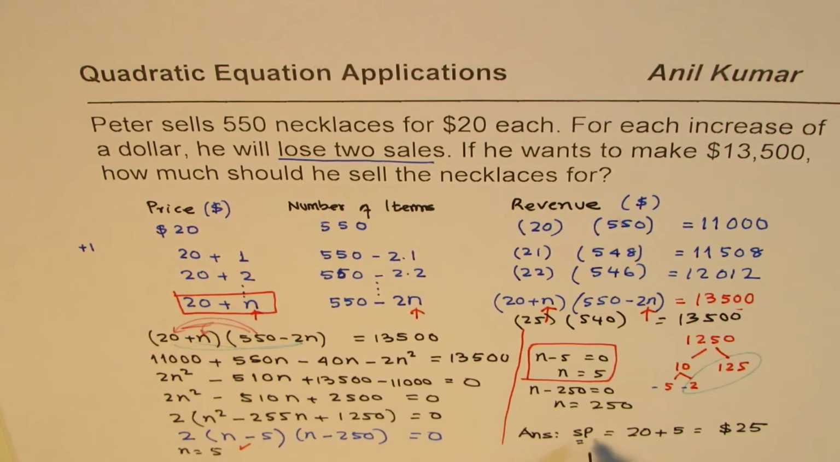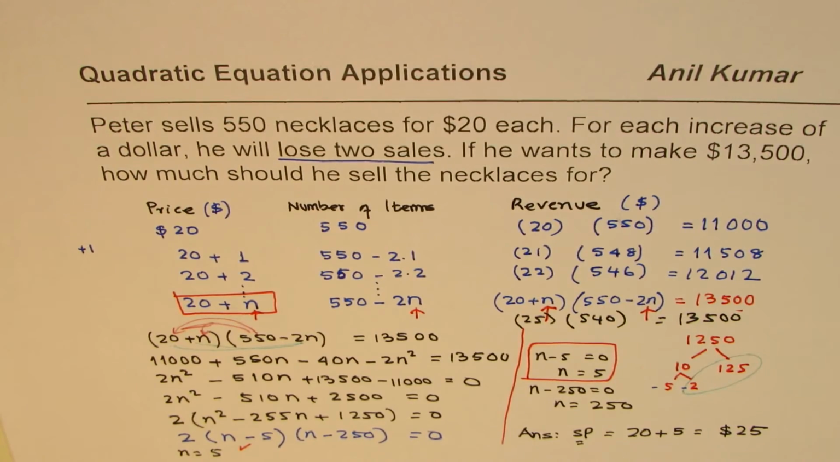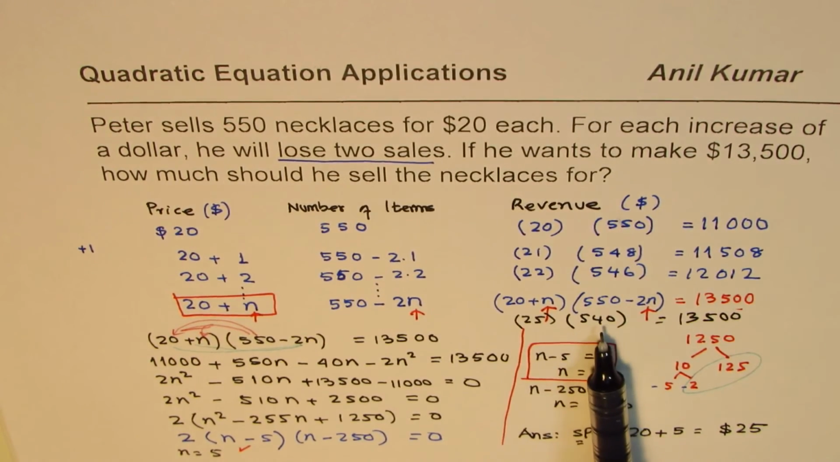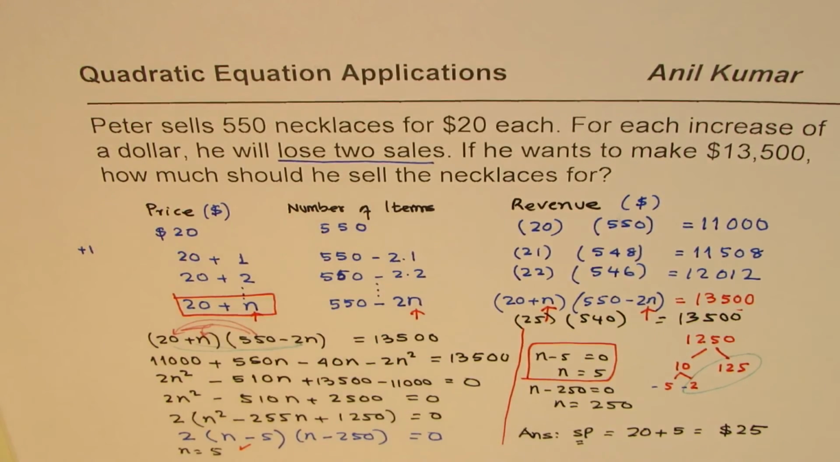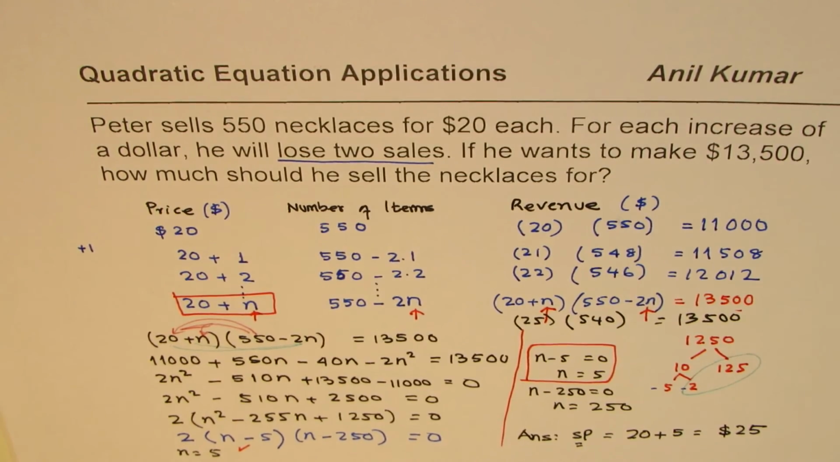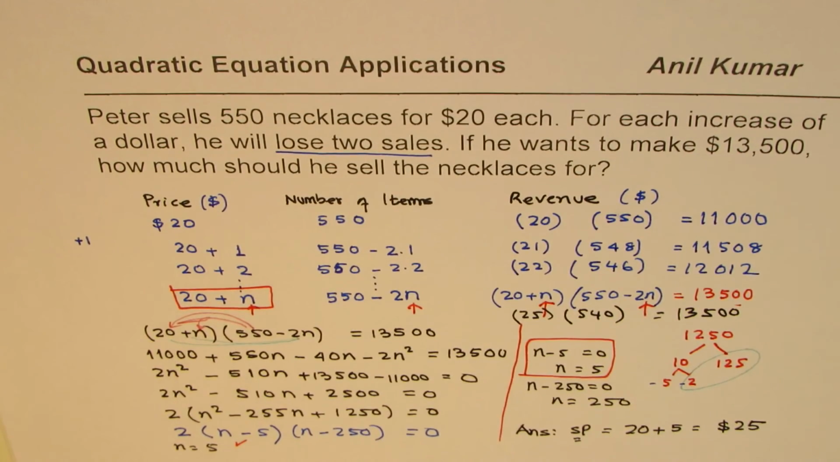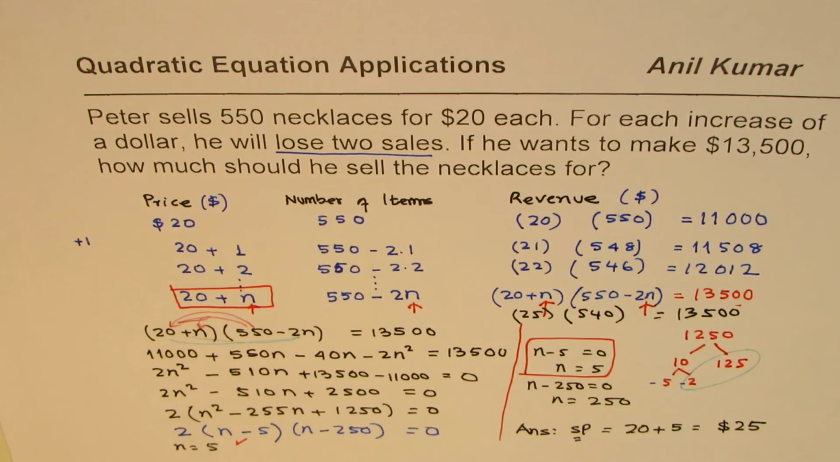So the answer is, if Peter sells each necklace for $25, he'll be able to sell 540 necklaces from the given situation, and the revenue will be as desired, $13,500. I hope that helps you to understand. We took slightly more time in solving this, but I hope that helped you.